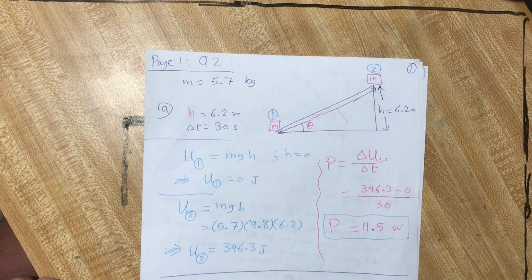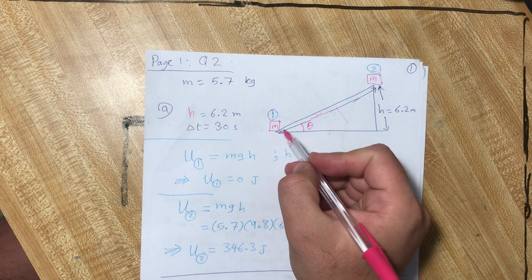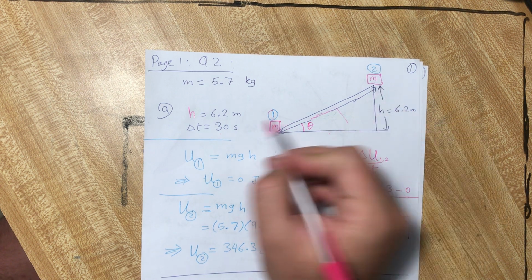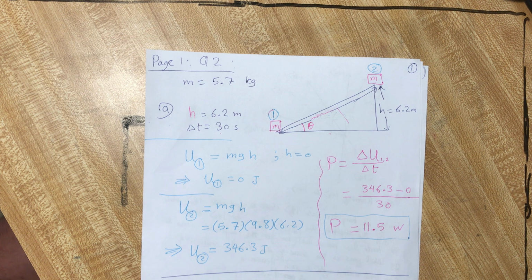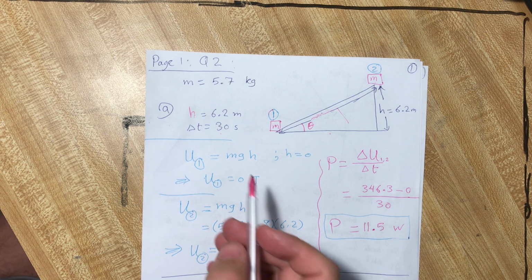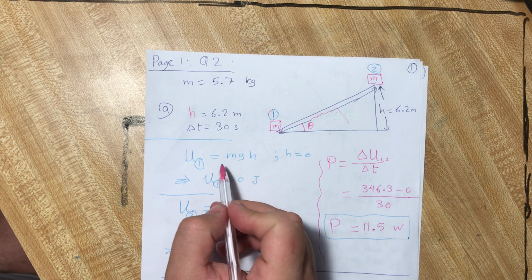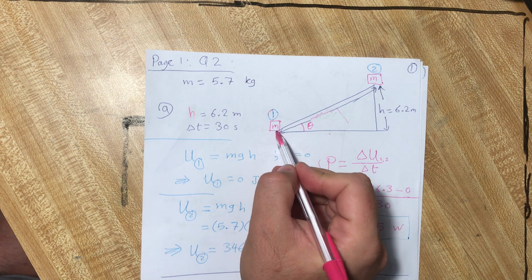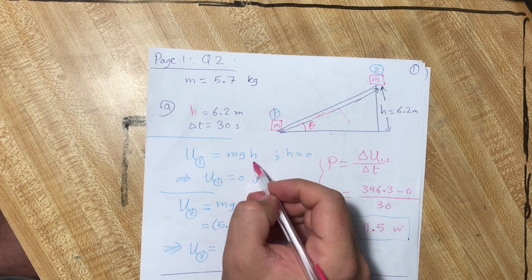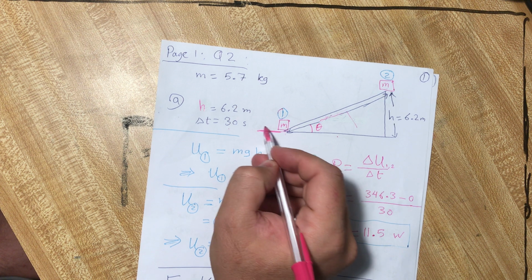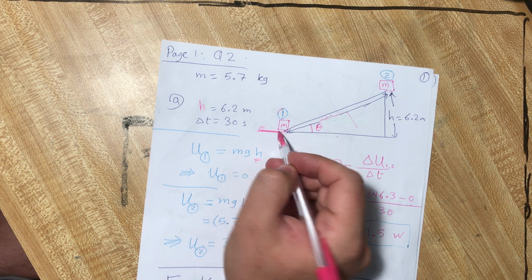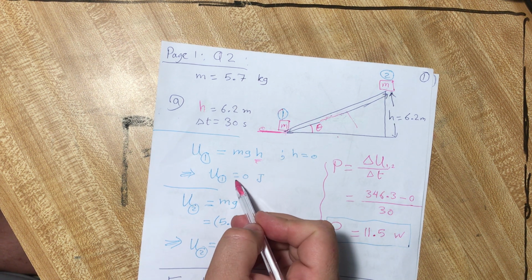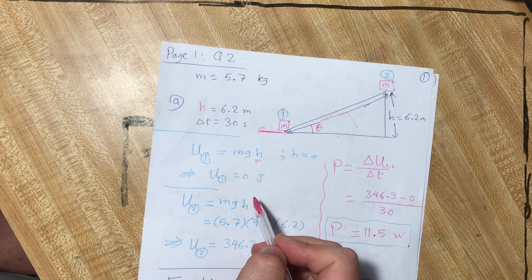We need to find the power to lift this from here to here in 30 seconds. Okay, we can find the potential energy at point number 1. I think it will be 0, because if we take this as the reference point, h equals 0, then the potential energy at this point will be 0.